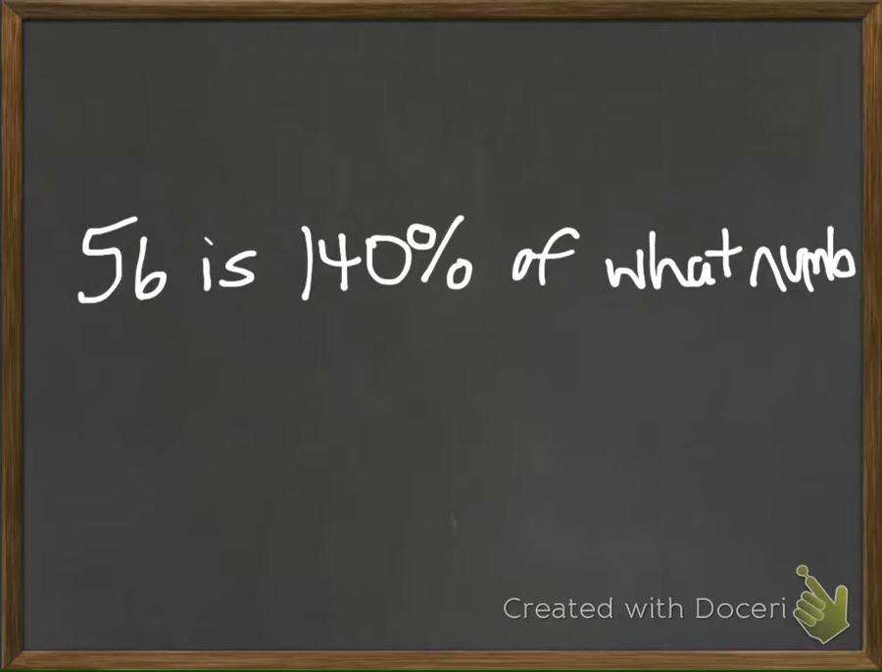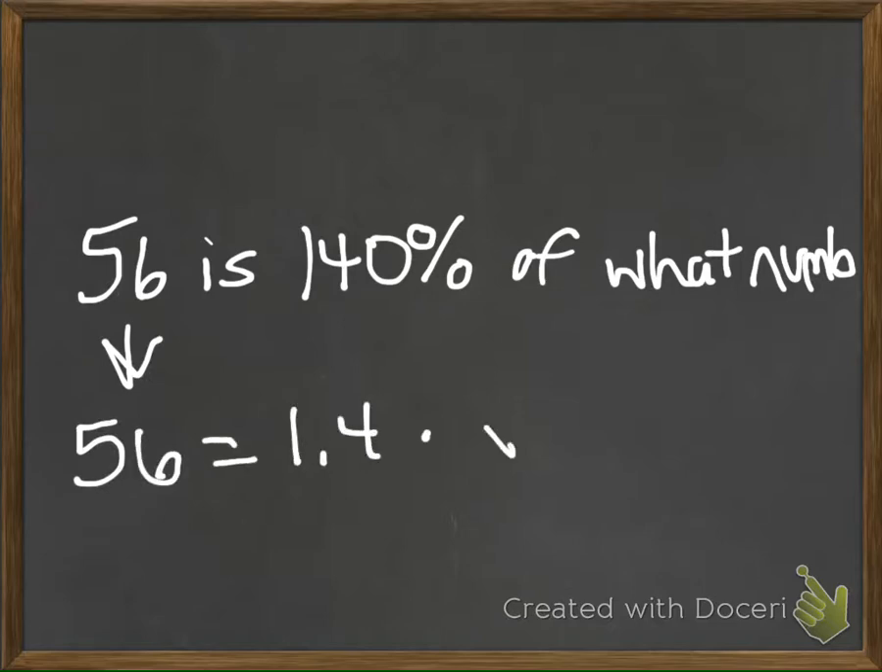Okay, so when we change this one into a problem, we notice that it looks a little different. X is not by itself, so we have to do something. And anytime we have x, we have to isolate the variable, is what it's called. So we need to get x by itself. How do we do that?